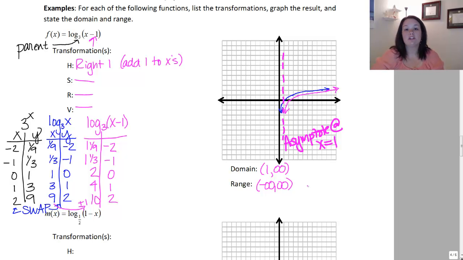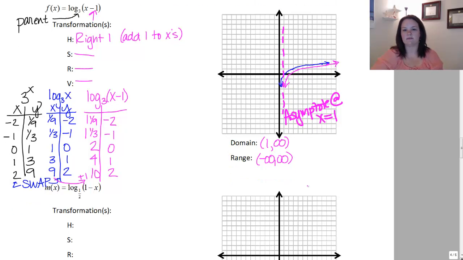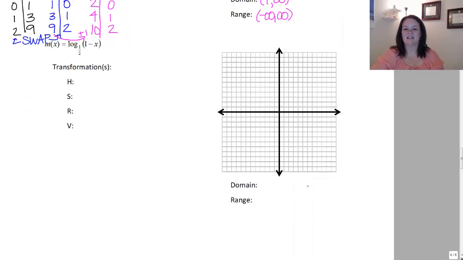Okay. On your worksheet, if you don't graph the log parent, that's fine. You can just graph the end result. However, it does help to make sure your shape looks right if you do the parent. Up to you. Okay. All right, let's look at another one.